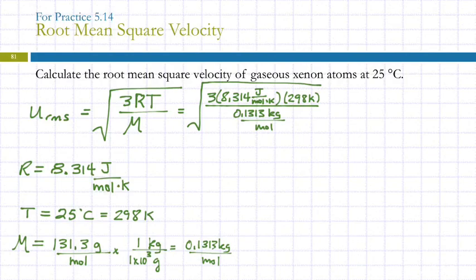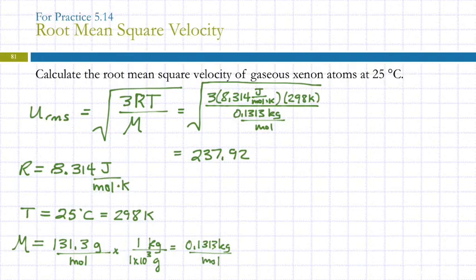So I'm going to do the math first, and then we're going to talk about the units. On my TI-36X Pro, I put the square root sign in first. And then I do 3 times 8.314 times 298 divided by 0.1313 equals. And I get this number, 237.92, and it just keeps going on and on.